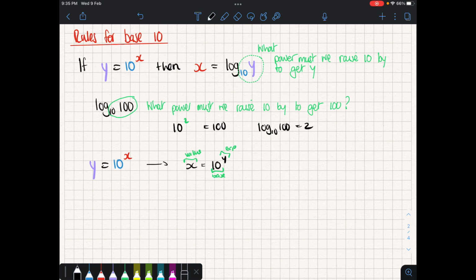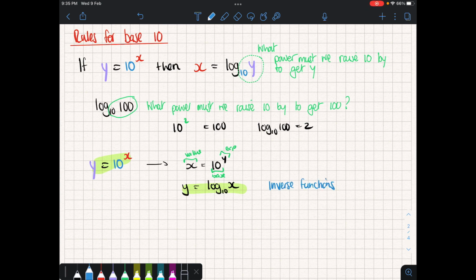So when we change to logarithmic format, we make the exponent the subject of the formula, equal to a log with the same base, and we put the value next to the base. So these two things are what we call the inverse functions.